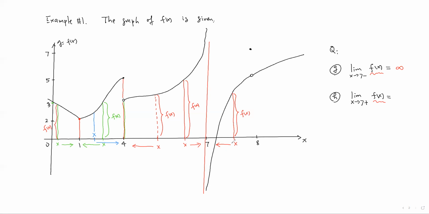Okay, now, as x is closer and closer to 7, this height, okay, first positive, but beyond this point, when x is here, then the height is negative. As x is closer and closer to 7, this negative height becomes very, very large, but negative. So the limit is negative infinity. Yeah, this is the answer to H.